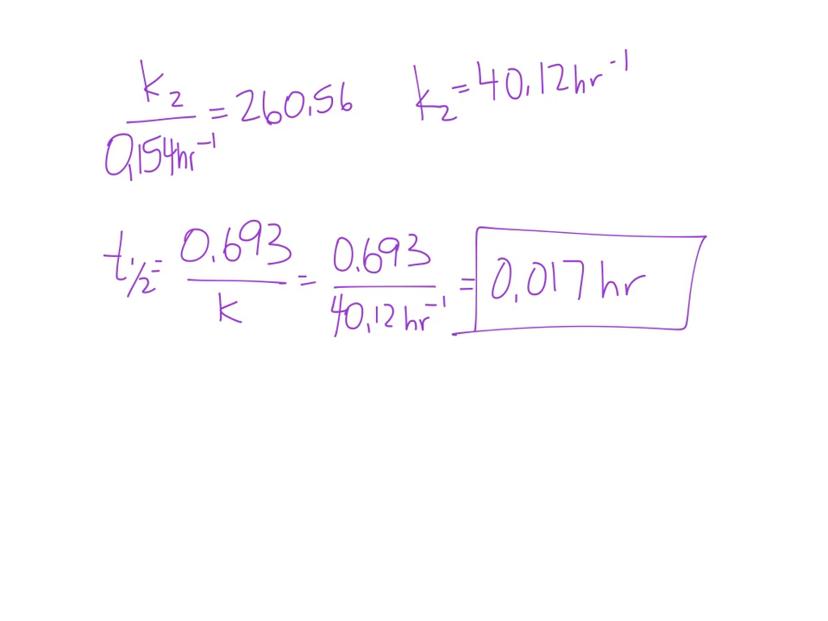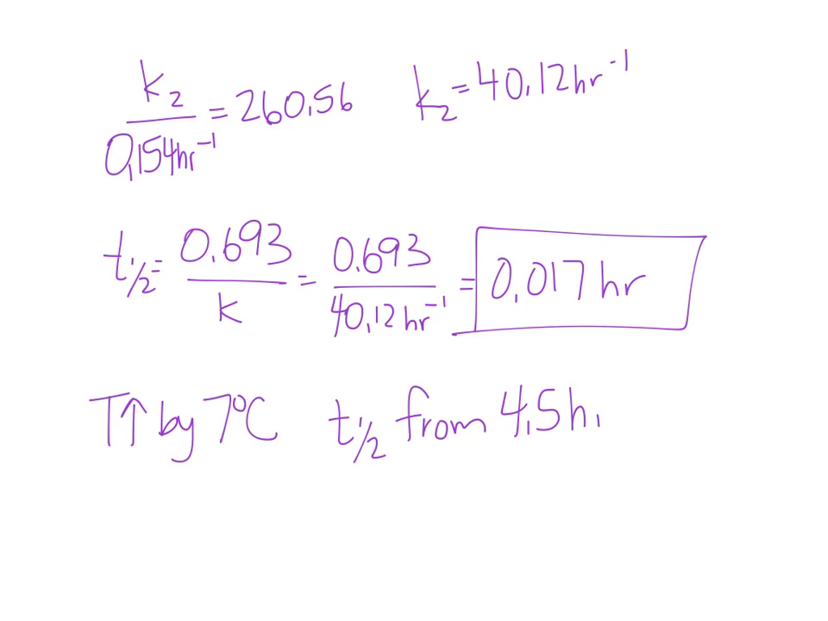That's my second half-life. Now, what's important about that is that I increased the temperature by 7 degrees C. Half-life went from 4.5 hours to 0.017 hours. I increased the temperature by only 7 degrees, and the half-life, the amount of time it takes to cut the reaction concentration in half, is now 0.017 hours. Hold on, 17 times 60. That's like 1 minute. So it went from 4.5 hours to 1 minute to get rid of half of this virus.